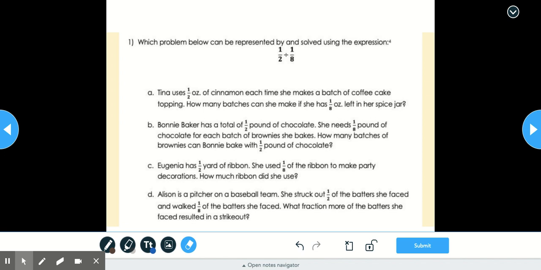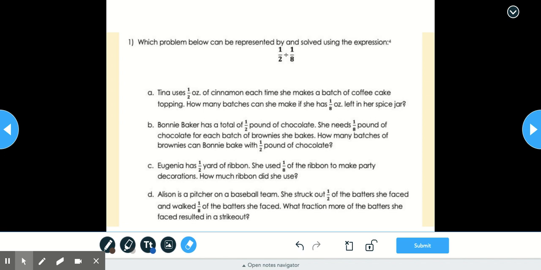So I'm going to read the problem and then I'm going to just talk through my steps of answering this problem. You do not need to write down anything, but I do want you to listen carefully to the steps that I take to eventually choose my answer.